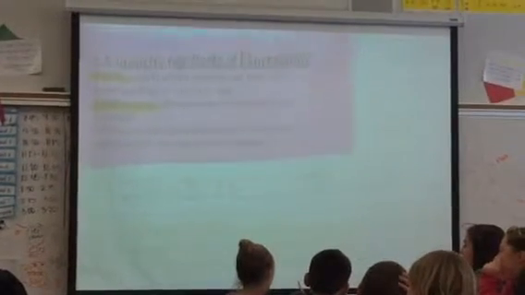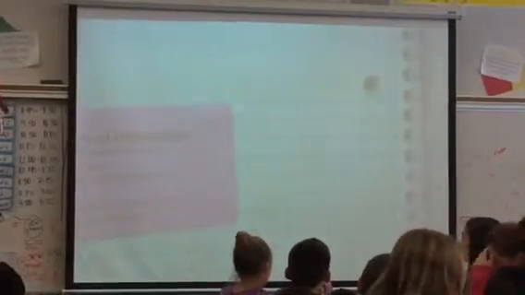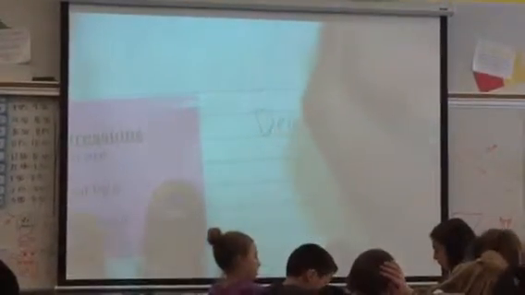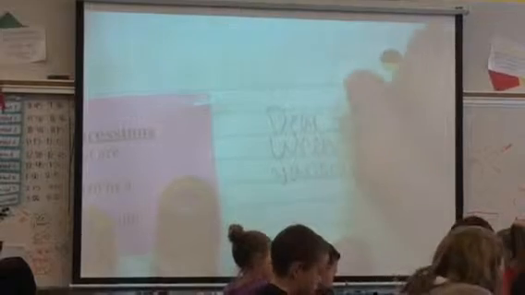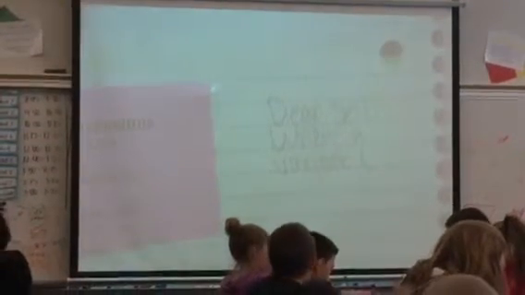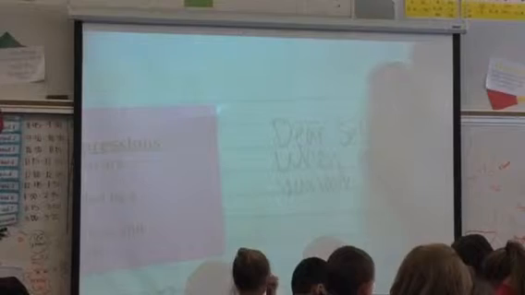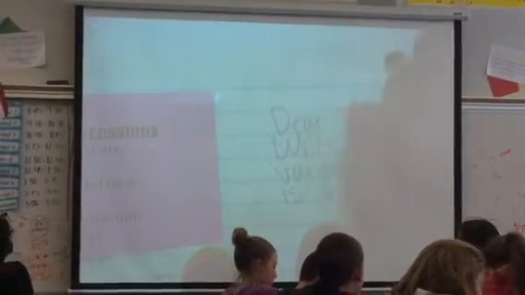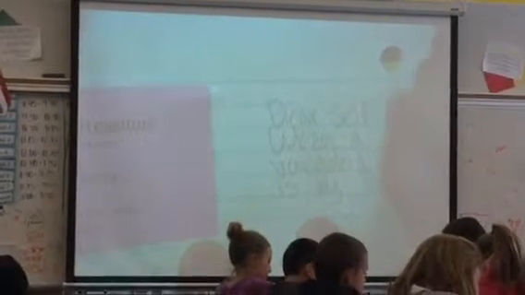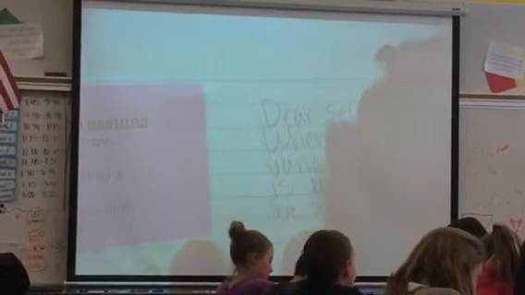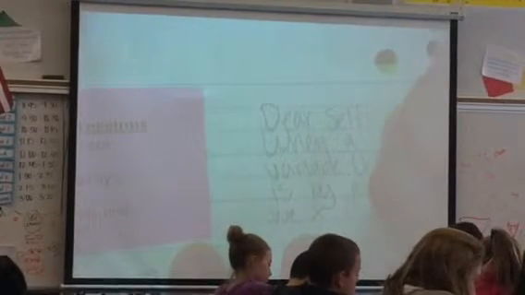Okay. And then we're going to write ourselves a little note. We are going to write to ourselves, Dear self. When a variable, what's the variable again? It's a letter or a symbol. When a variable is by itself, we multiply it by 1.